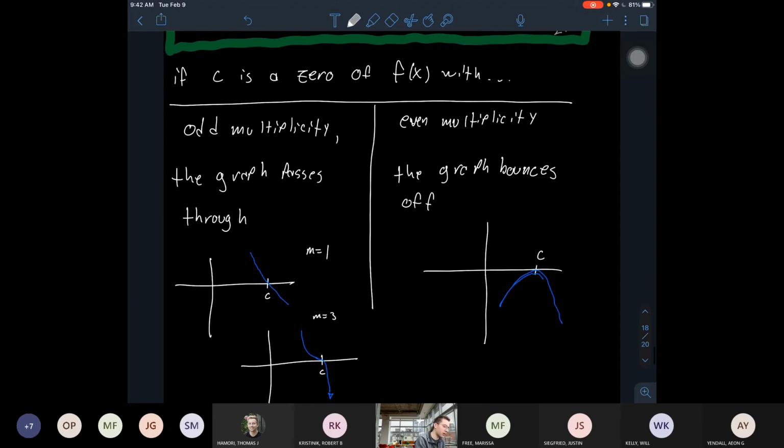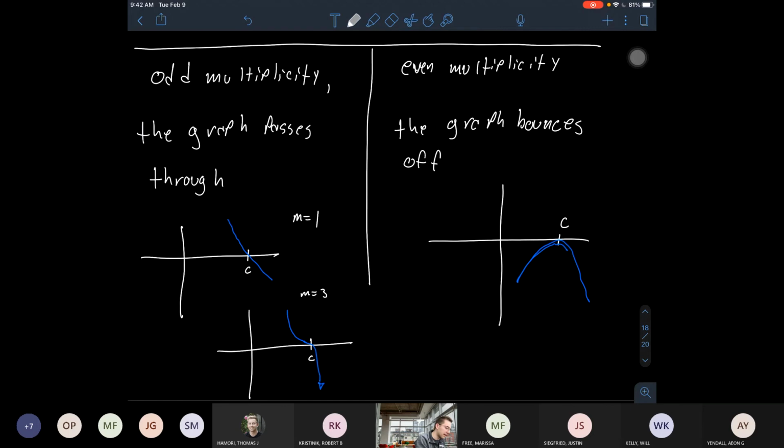In our graph, for example, if we have just f of x equals x minus c, then it's going to look something like this. Well, actually, this would be negative x minus c. We're going to go through the x-axis. That's the point here, through the x-axis.